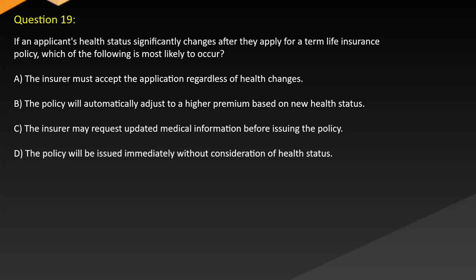Question 19. If an applicant's health status significantly changes after they apply for a term life insurance policy, which of the following is most likely to occur? A. The insurer must accept the application regardless of health changes. B. The policy will automatically adjust to a higher premium based on new health status. C. The insurer may request updated medical information before issuing the policy. D. The policy will be issued immediately without consideration of health status.